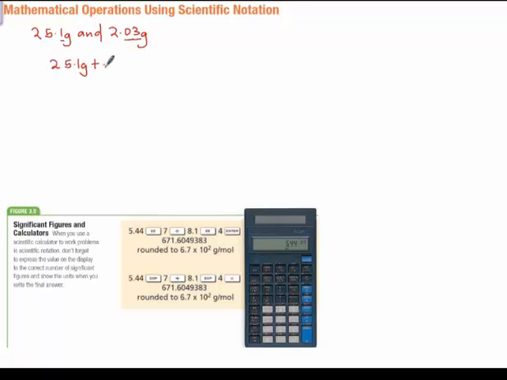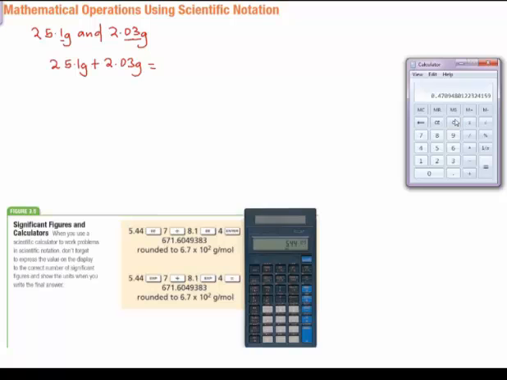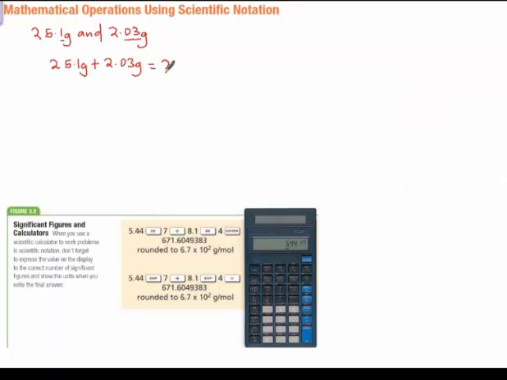25.1 gram plus 2.03 gram. So if we use our calculator, this is what we will get here. 25.1 multiplied by 2.03, we will get 50. Rather, we multiply, what we will get? I think we make a mistake. Maybe we multiplied, we were supposed to add, sorry. So we have 25.1 plus 2.03, we will get 27.13 gram.